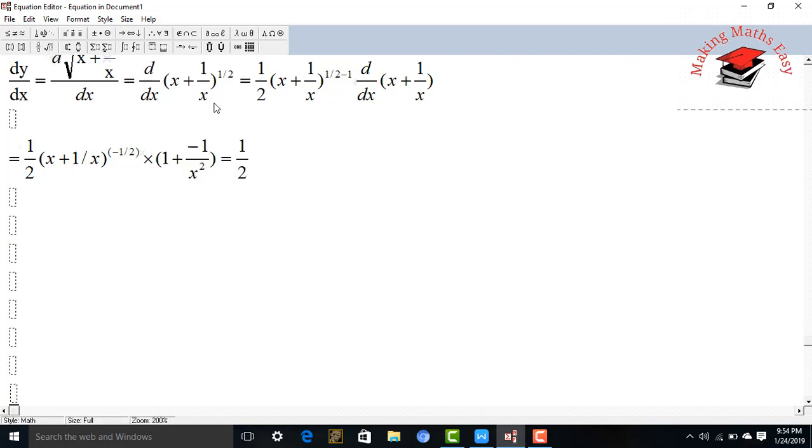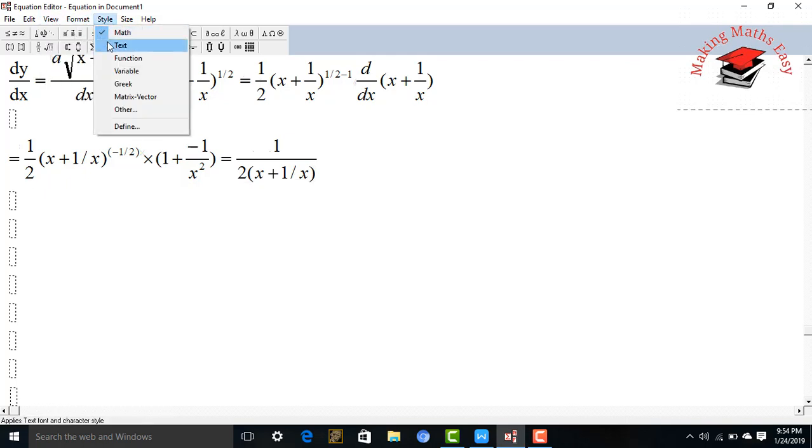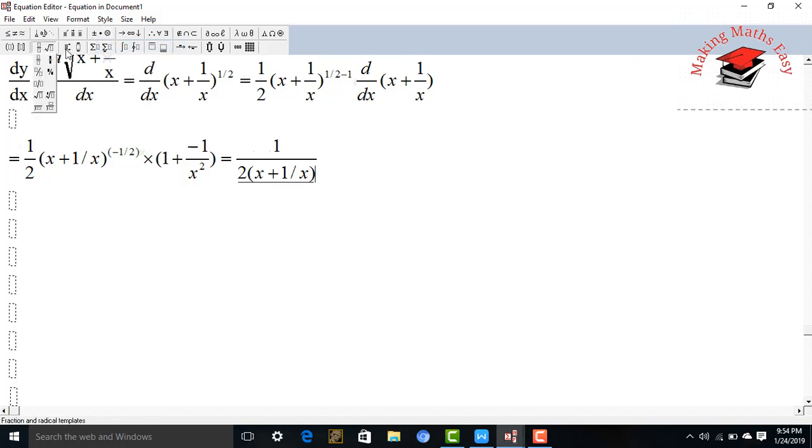So 1 by 2 into (1 plus 1 by 2) raised to minus 1 by 2. So it is minus 1 by 2, so it will go in the denominator. So put a bracket, (x plus 1 by x) raised to the value of 1 by 2, not minus 1 by 2. If it goes in the denominator, it will become plus.